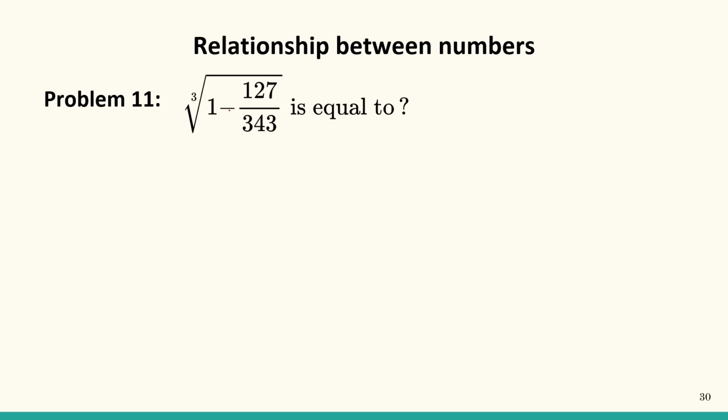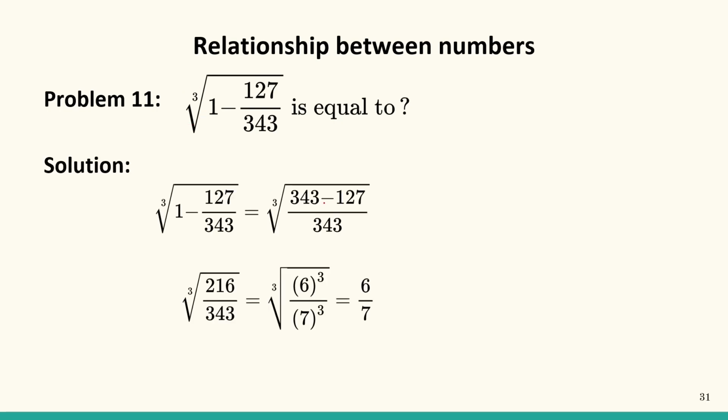Given this thing right here, you can see the scary cube root down here. But you don't need to be scared. What you do is you try to simplify these things. Let's try to simplify this, like putting the same denominator in both the terms. So 343 minus 127. Okay, this can further simplify.